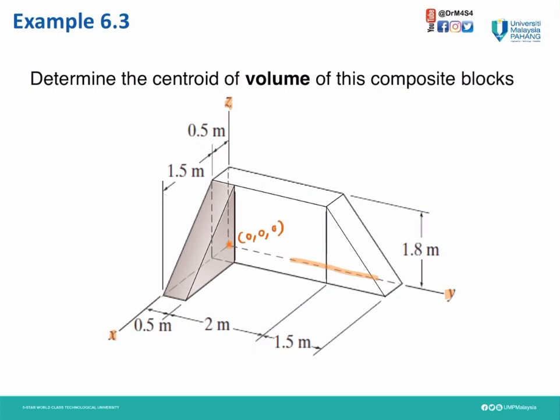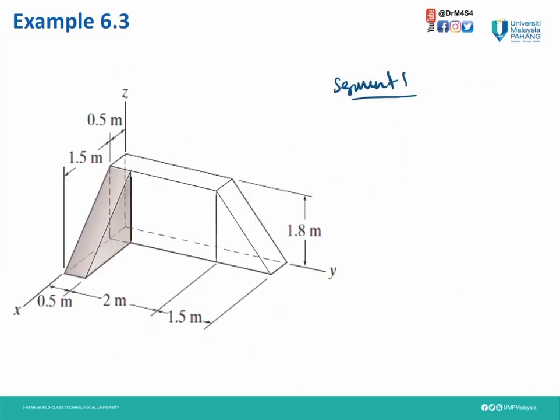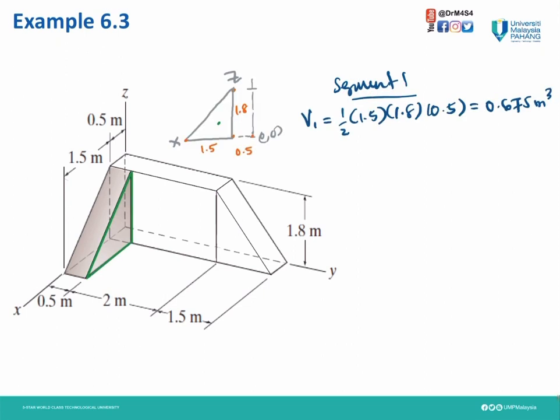For this composite body, we can divide it into 3 segments. The first segment is the shaded triangle. Therefore, for this shaded triangle, we need to determine its volume, so we name it volume 1. Looking at this shape, this triangle, we know the height on the z-axis is 1.8 and the length on x is 1.5.